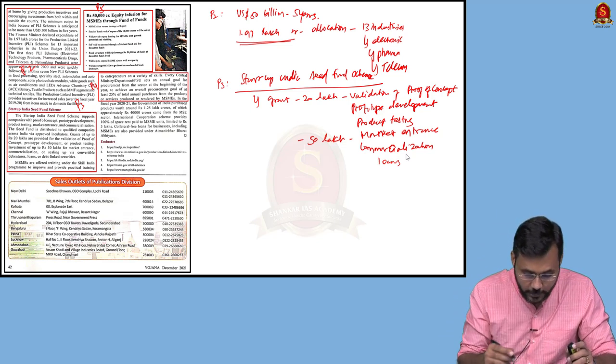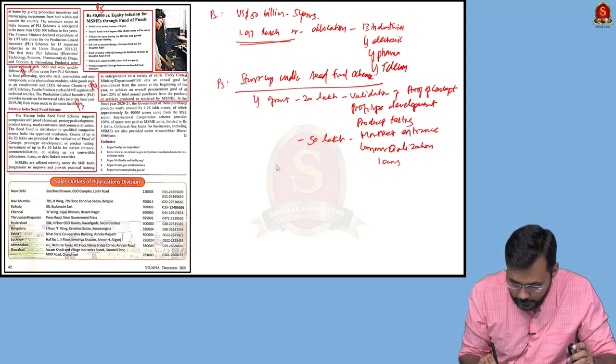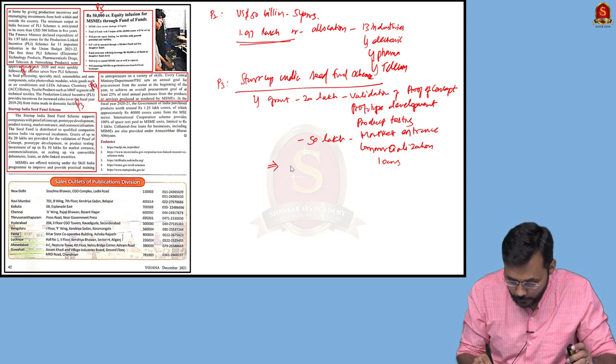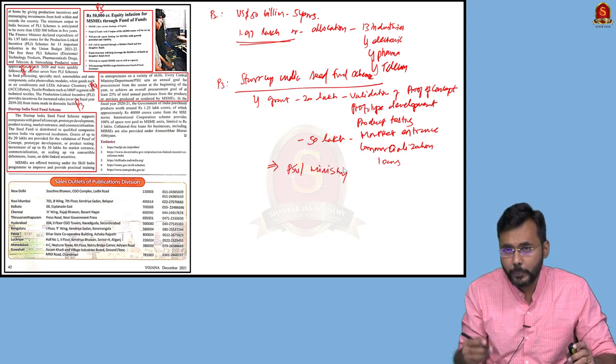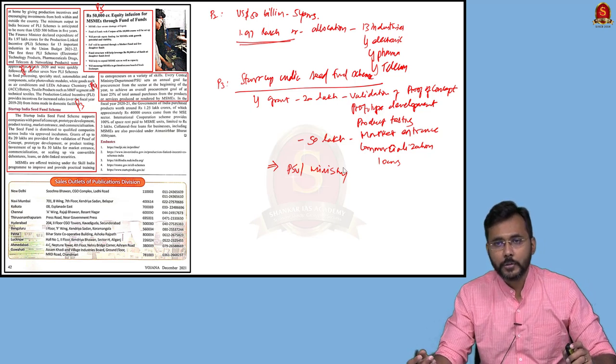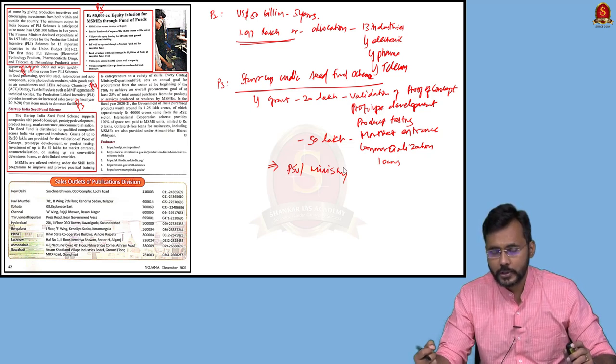And another most important thing in this particular MSME scheme is, right now PSUs and all ministries, and we know that the government is also one of the major consumers of products and services in the economy. Take the example of railways or defense sectors. Every year they spend a lot of money to procure products and services for their departments and ministries.